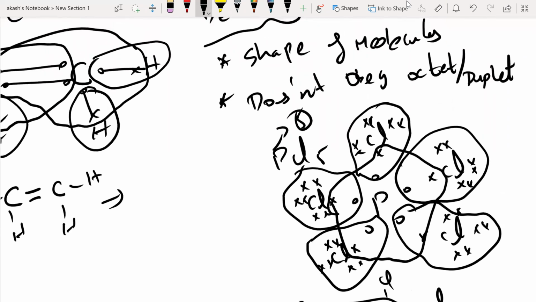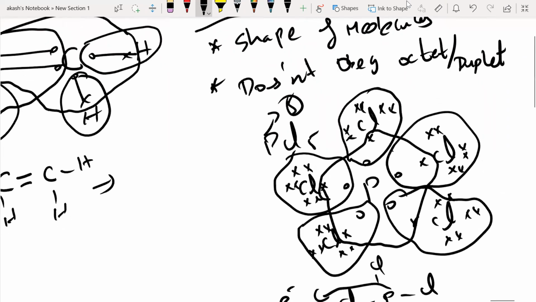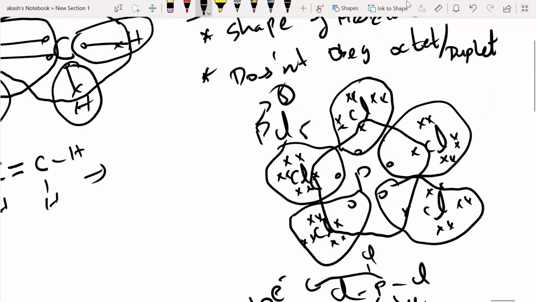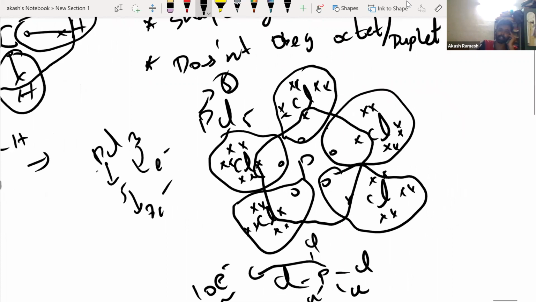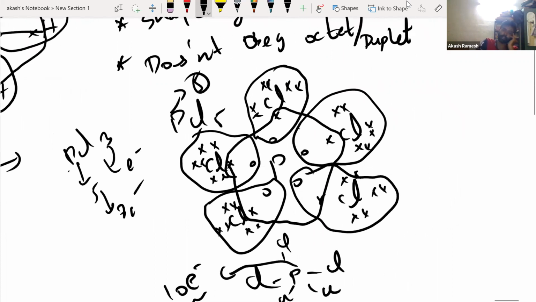Is there a molecule like PCl3? PCl3 is properly octet, right? Because phosphorus has 5 valence electrons, and 3 more electrons will come from chlorine. This will be 8, no problem. PCl3 is okay, but PCl5 is a problem. It is not octet satisfied, it is more than that. These kinds of compounds, I will call them expanded octet.